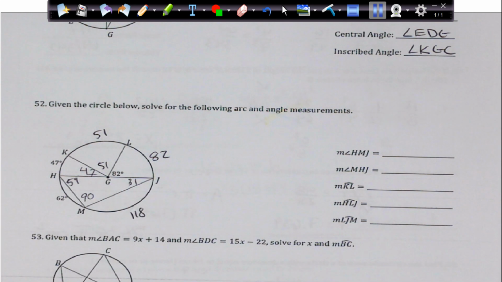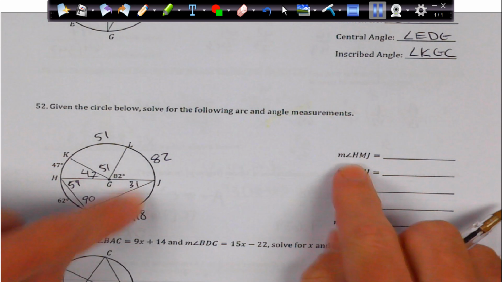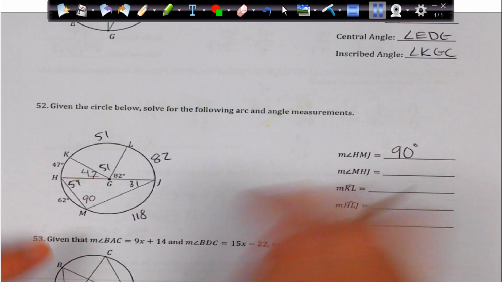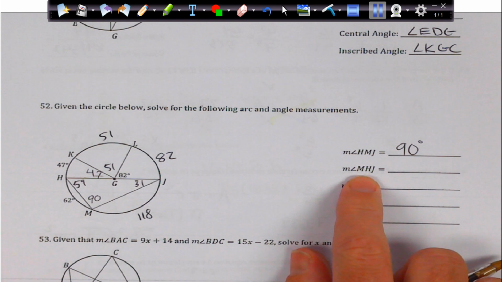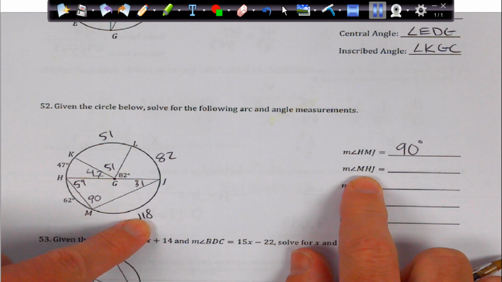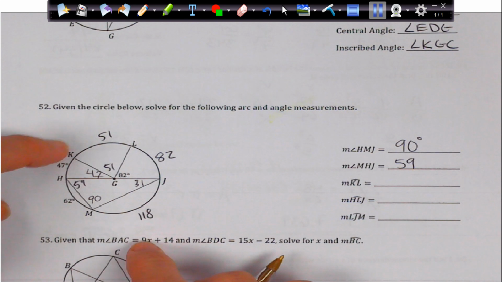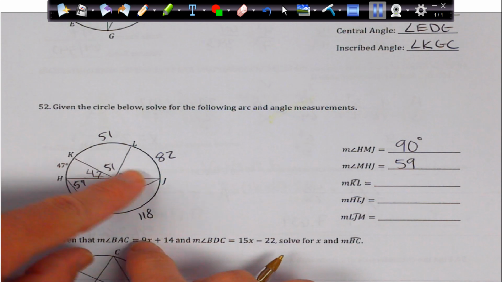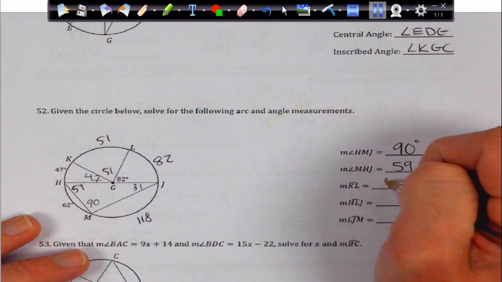All right, so let's just go ahead and fill everything out. HMJ is 90 degrees, again because it's opening up to 180, so it should be half of that as an inscribed angle. MHJ is half of 118, which is 59. KL, we found out by knowing all three of these would add to 180. And then central angles are congruent to their arcs, so that's 51.